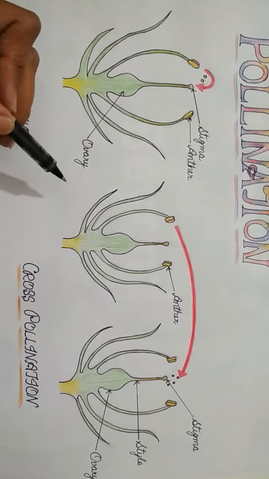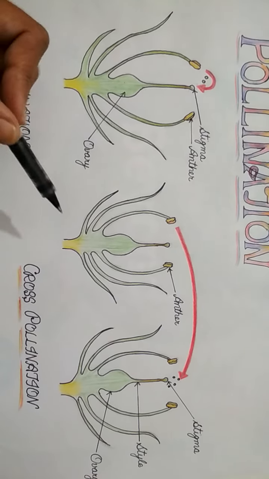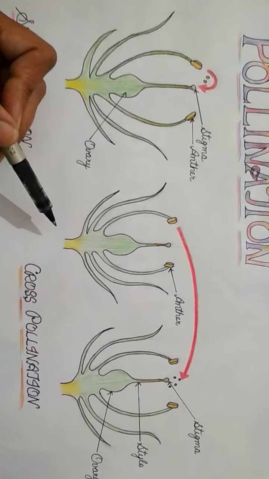Well, students, this was all about today's concept, the parts of a flower and the pollination process.